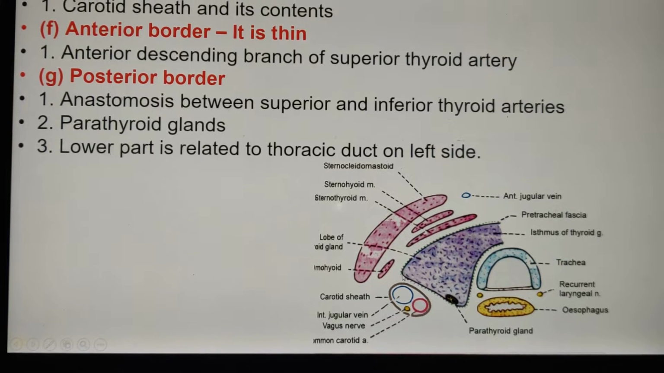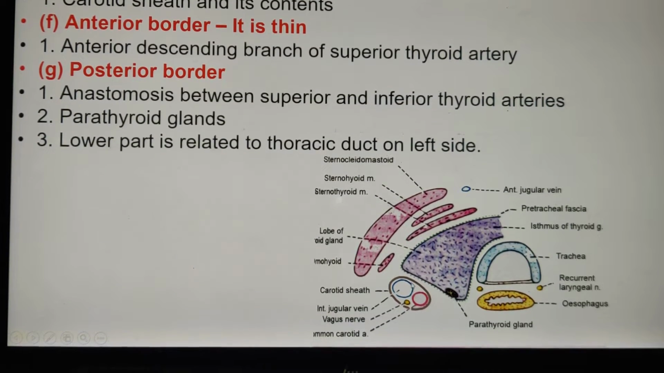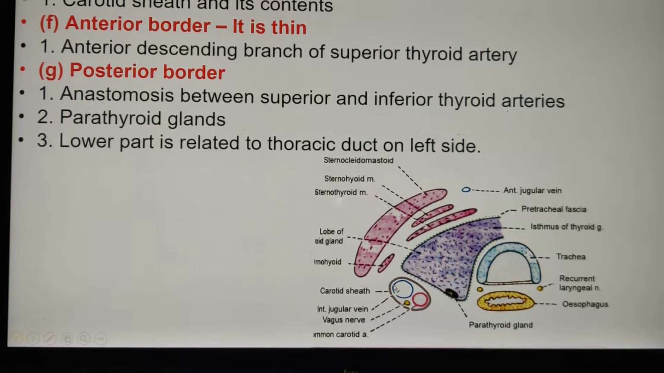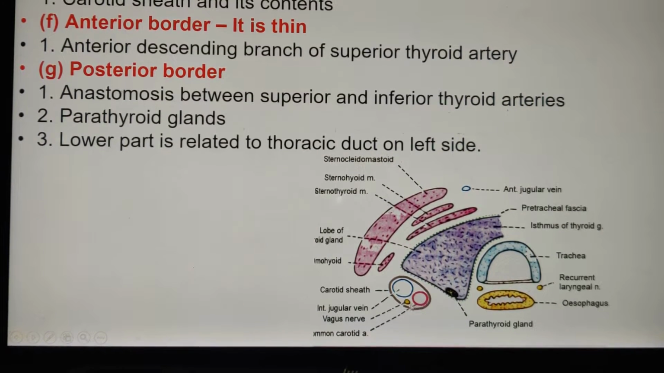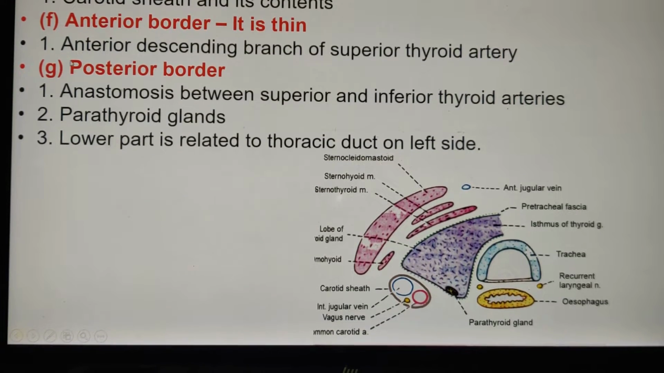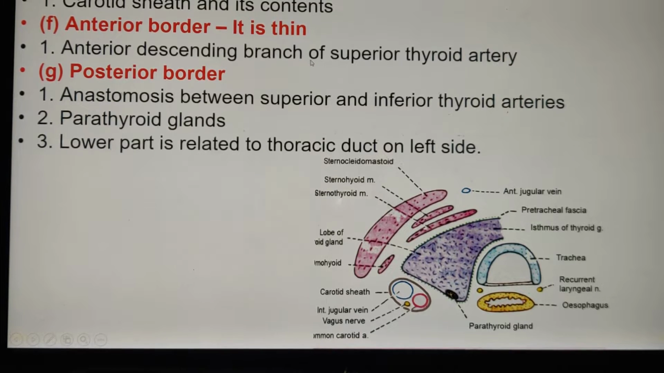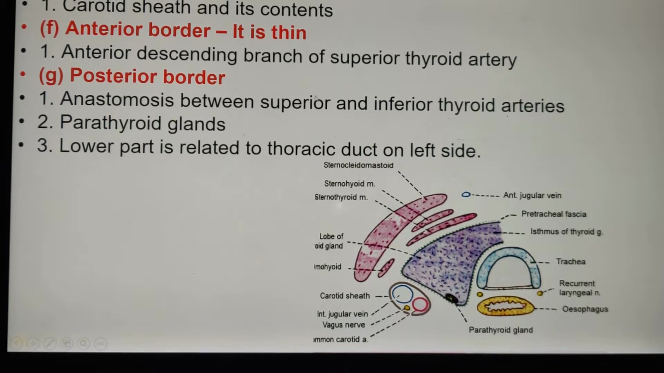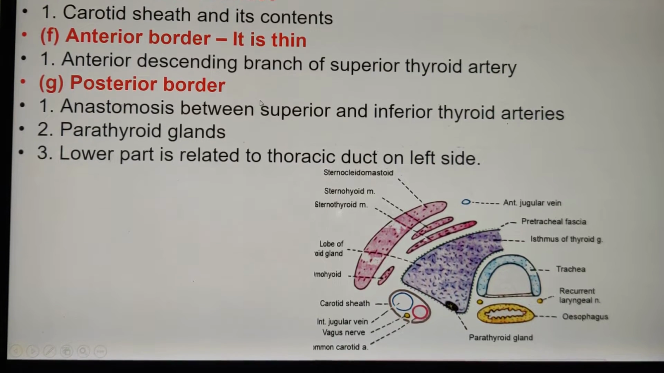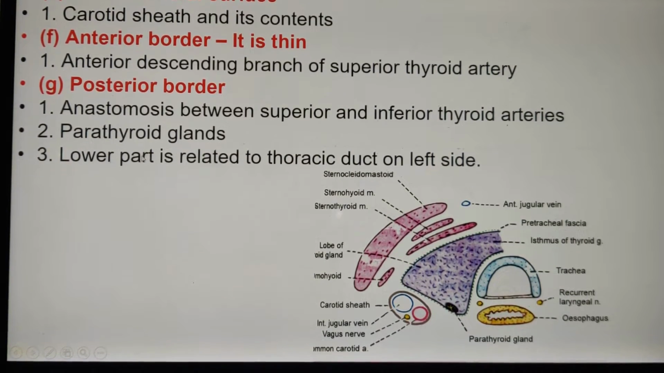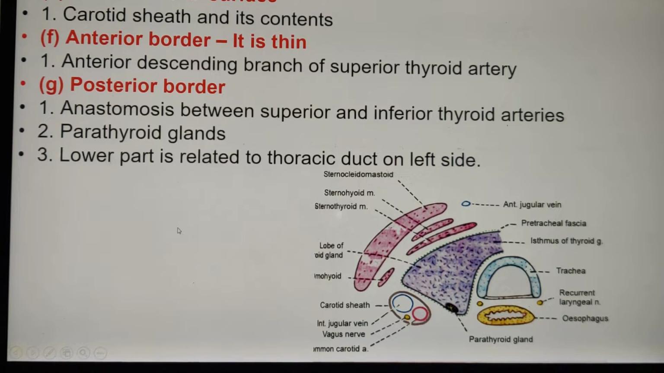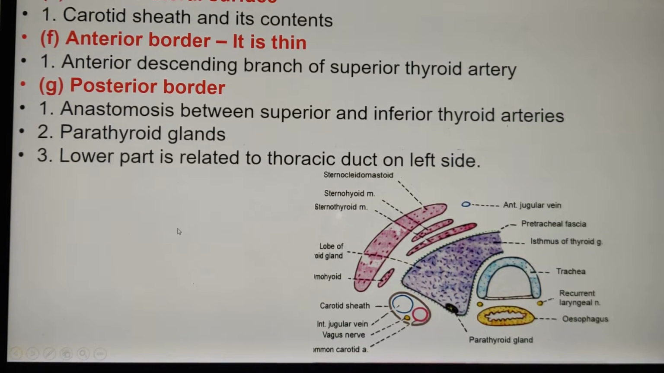The posterolateral surface is the posterior and lateral surface, which is related with the carotid sheath, and it contains the internal jugular vein, common carotid artery and the vagus nerve. The anterior border is thin, and the anterior descending branch of the superior thyroid artery is related. The posterior border is the anastomosis between the superior and inferior thyroid arteries. It is also related to the parathyroid glands. The lower part is related with the thoracic duct on the left side.